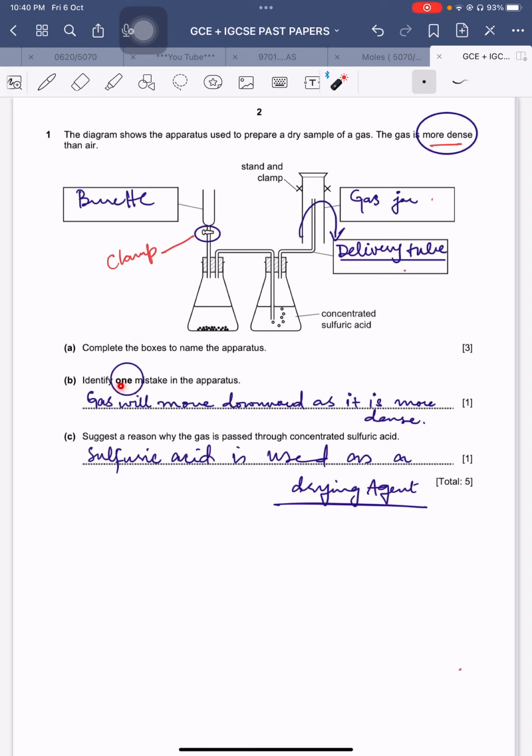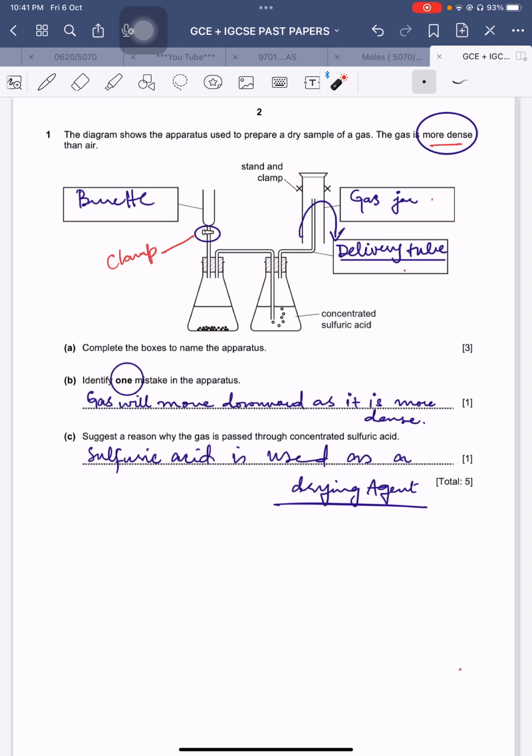Okay. Identify one mistake in the apparatus. The gas will move downward as it is more dense. Okay. So this gas is moving upward. So this is a mistake. So what you should say is that the gas jar should be downward. Okay. The gas jar should be downward.